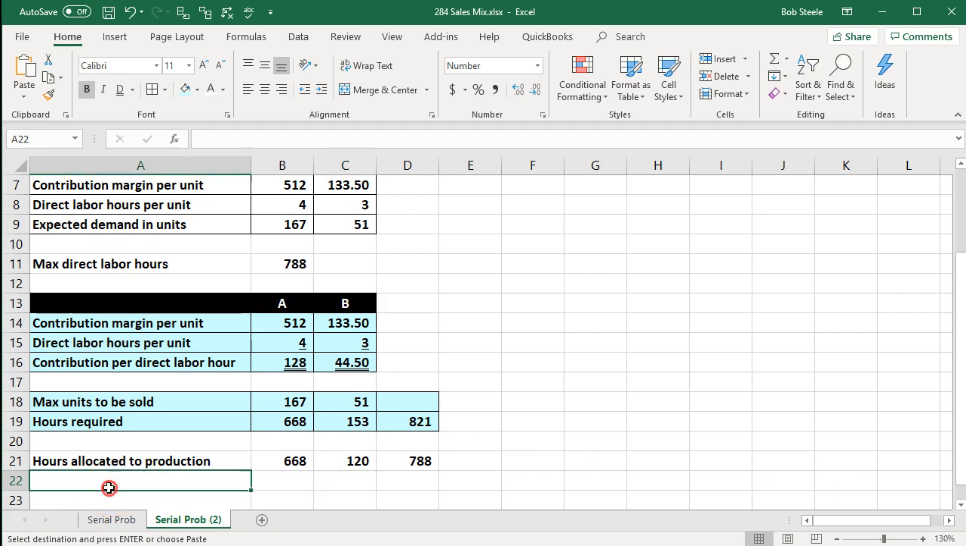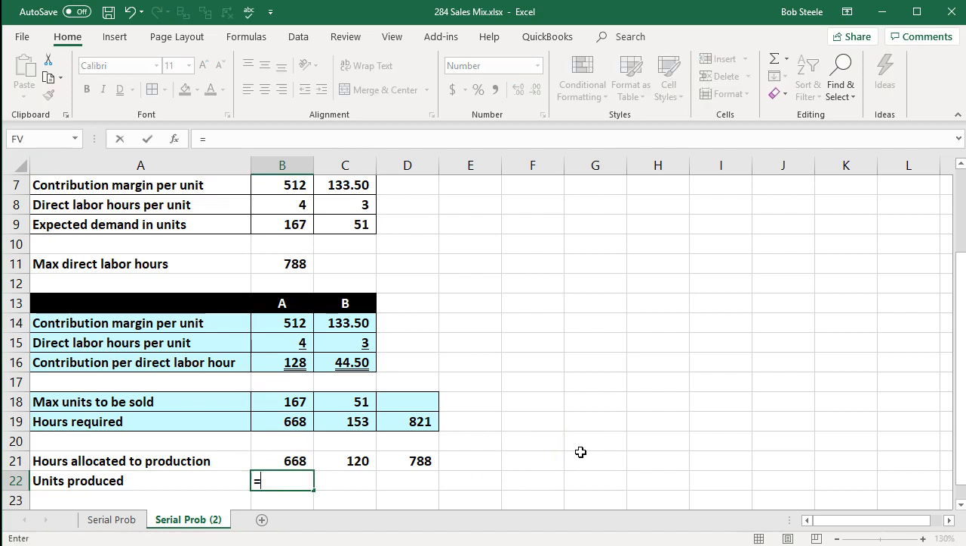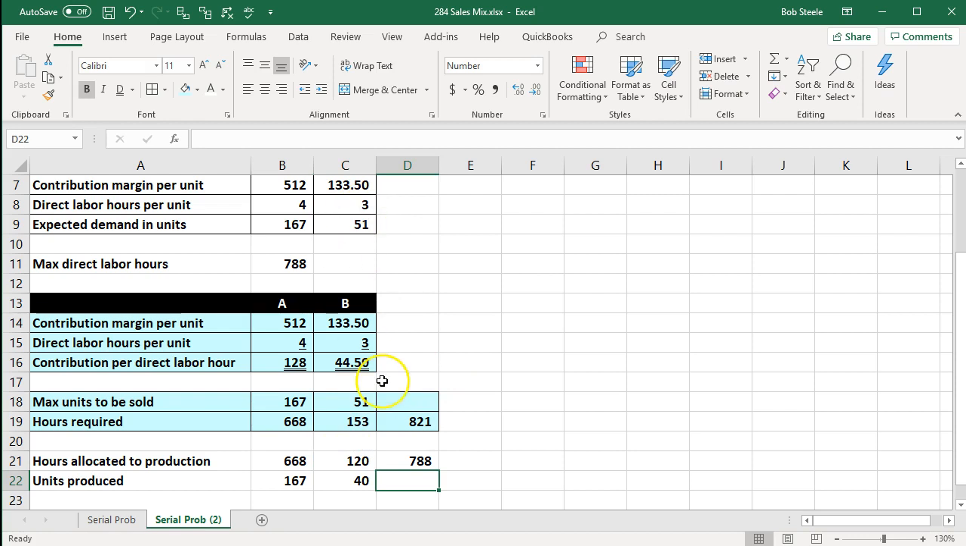So units produced then, how many units are we going to produce given these hours that we're going to allocate to A and B? We're going to say, all right, there's 668 divided by 4 hours that it takes per unit means we're going to make 167 units of A. This equals 120 divided by the 3 hours it takes. That gives us the 40 units we'll produce of B.